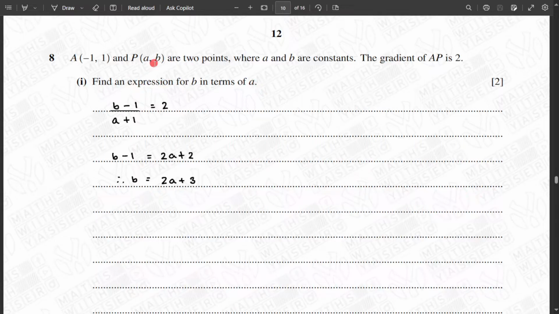So what we can do, we know that since they have provided us with the gradient of AB, we can use the formula y2 minus y1 over x2 minus x1. So I'm considering this to be the y2. So y2, b minus 1 over a minus minus 1, which is a plus 1, equals to 2. So b minus 1 is equal to 2a plus 2 if you cross multiply them. So b will be equal to 2a plus 3. So we have just expressed b in terms of a.